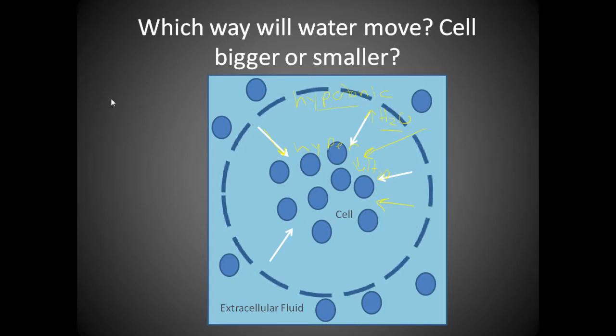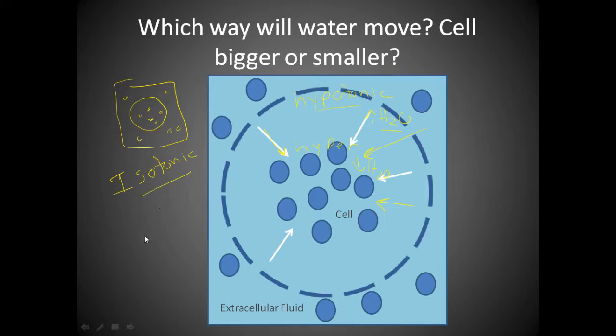Now let's go back to the isotonic idea. Here's your cell and here's your fluid. If it's isotonic, you have the same concentration here and here, so where's water going to move? Water's not going to move because you have the same amount of water on the outside as you do on the inside. This would be the situation in an isotonic situation. What you have to get comfortable with are those definitions of hyper and hypo, and we'll spend a little bit of time with this in class.